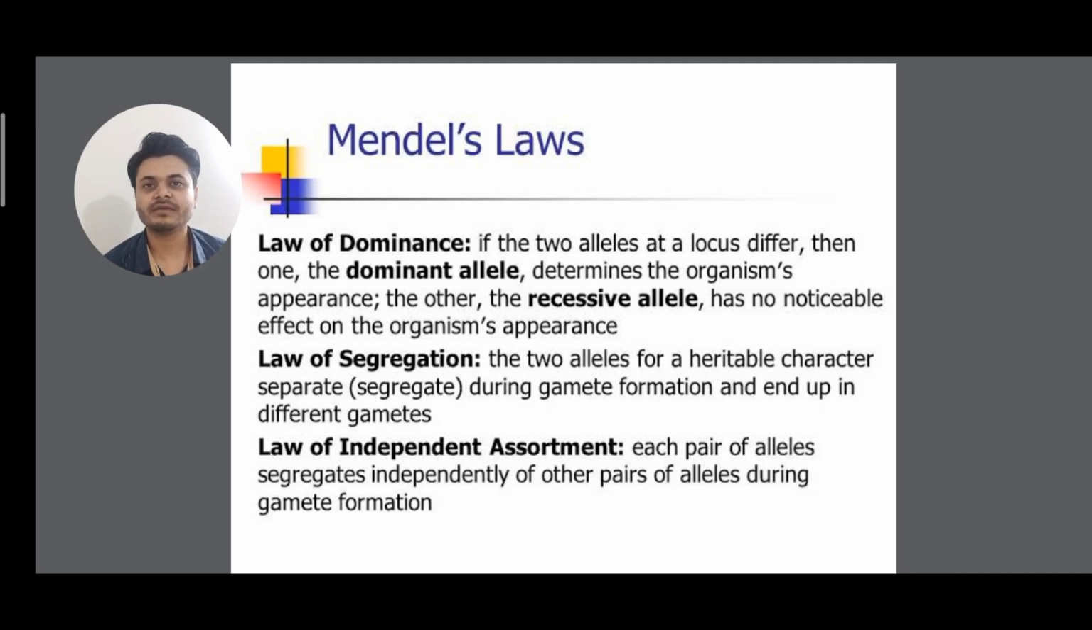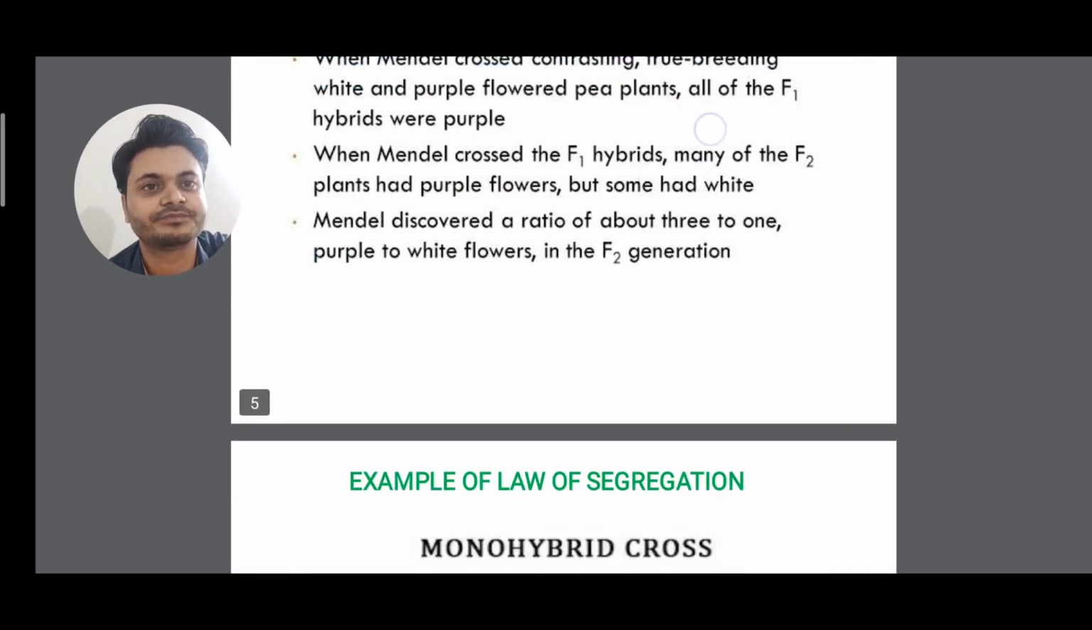Like in the F1 hybrid we find capital T and small t, isn't it? So the phenotypic expression is tall, but the genotype is hybrid tall. But when they are selfed, that means when self crossing is done, we'll see that this capital T and small t separate out during gamete formation, and this is what the law of segregation is all about.